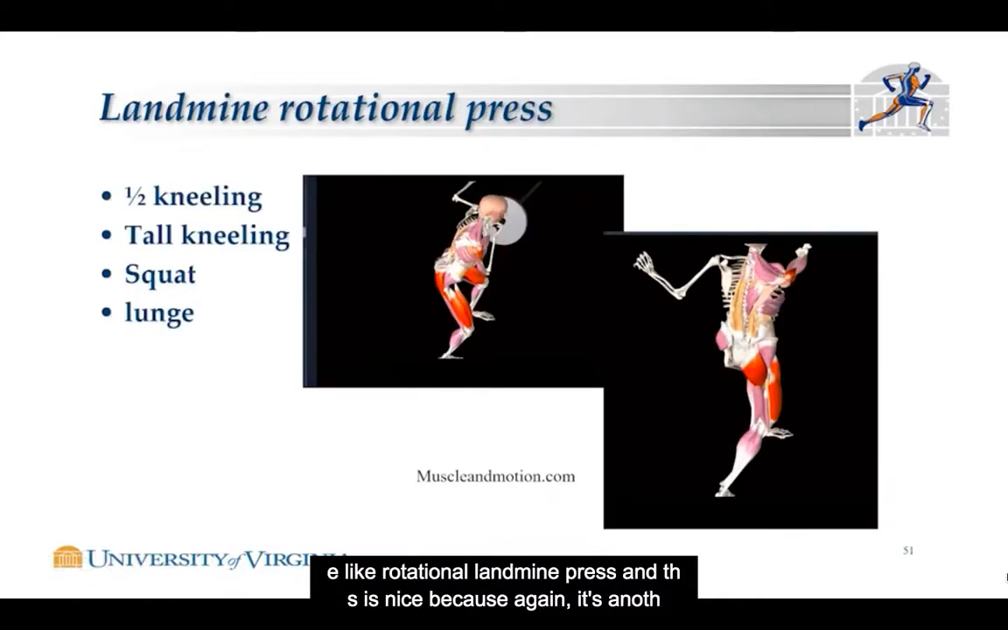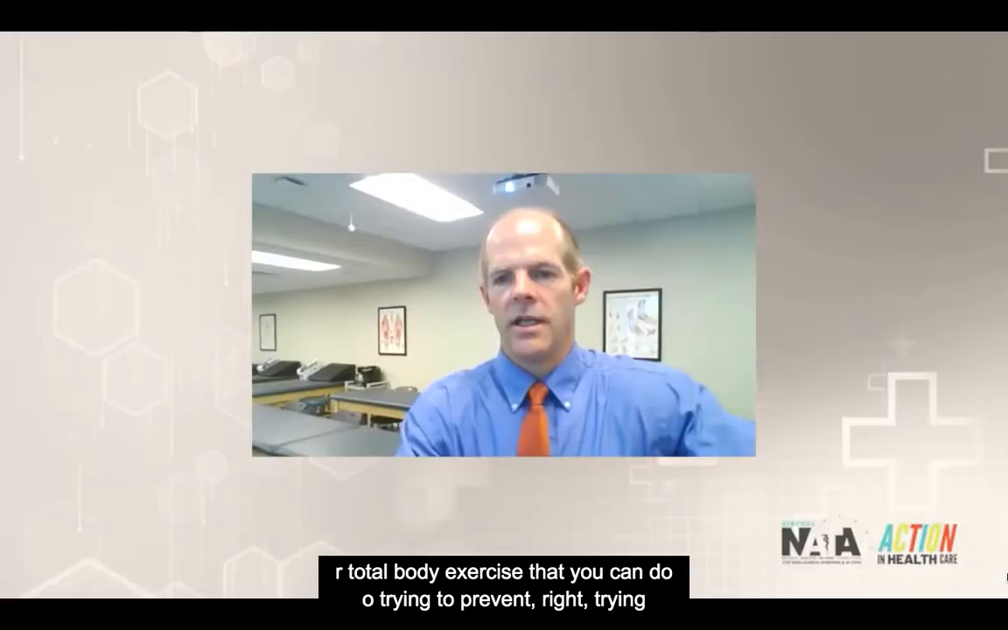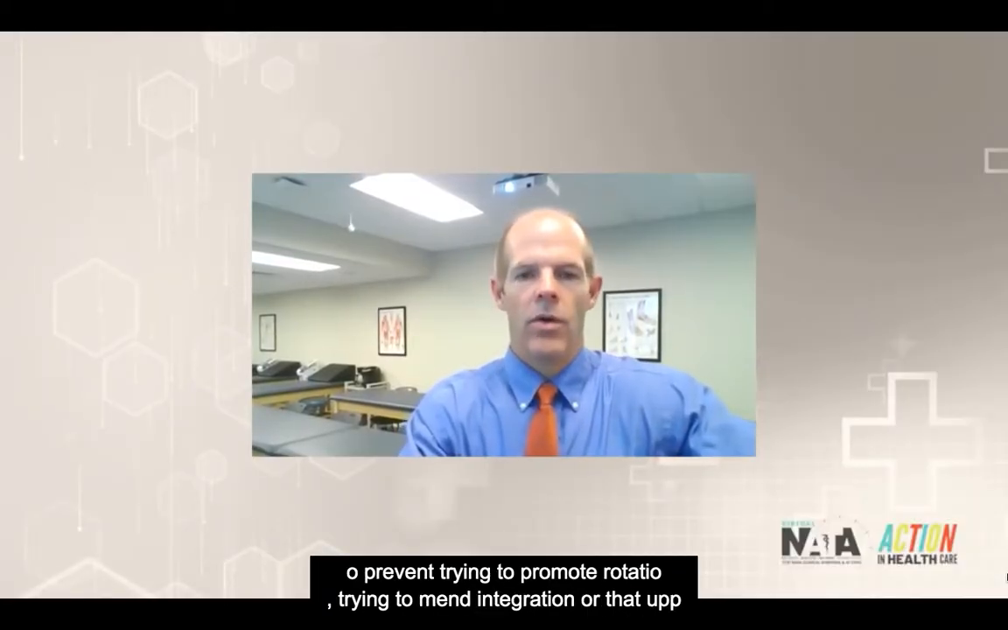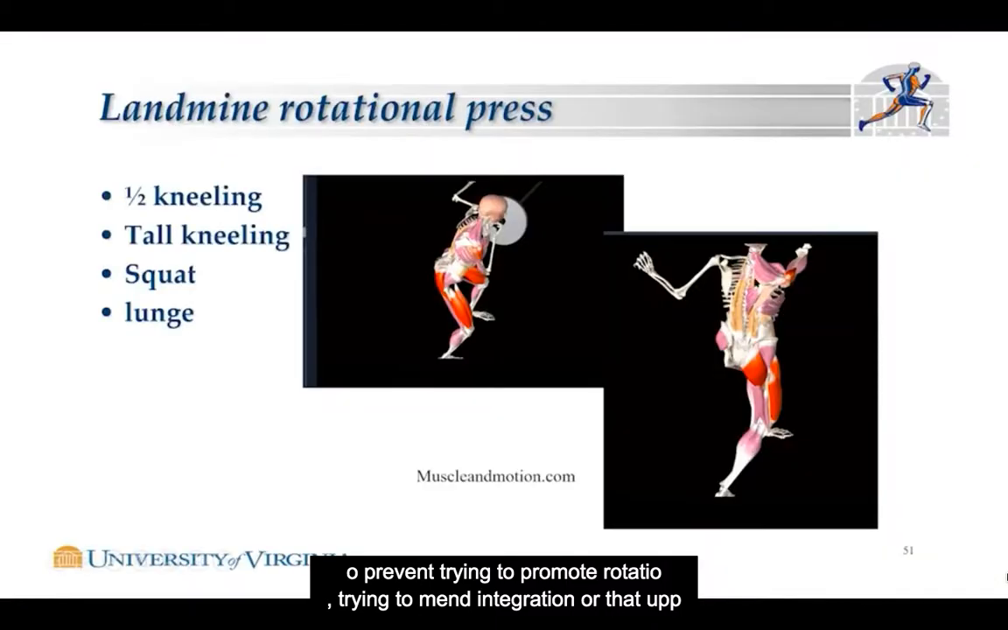And this is nice because, again, it's another total body exercise that you can do. So trying to promote rotation, trying to prevent integration of that upper chain, right? And that functional line in the lower pattern here for the lower extremity. You will work on your glutes, right? You get some quad, you'll get some erector spinae in through there. You'll get stability of your core, your trunk.